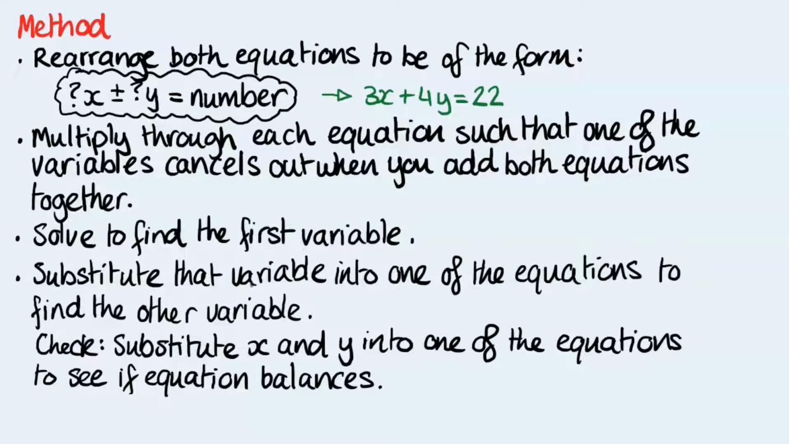So then you solve to find the first variable, and then you substitute the variable you just found into any of the equations to find the other variable. And lastly, you can perform a check to see if you've indeed found the right values of x and y. So this is the procedure. It remains the same for each type of question regarding simultaneous equations, but you'll see this more clearly in examples next.